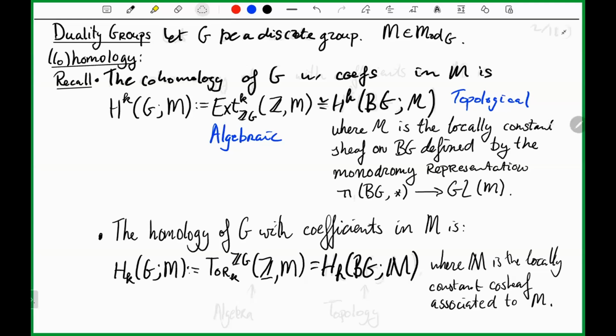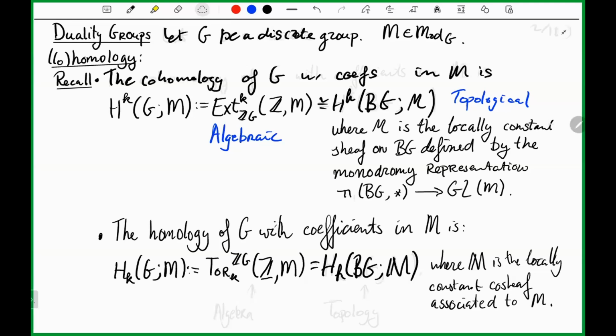I was wondering, I mean, you can define H_k of BG with M, you just plug in the model of turning it into a constant sheaf like this. Yeah, I mean, you could, but that's just the cohomology of BG with coefficients in the abelian group. Exactly. So I was wondering what the relation between these two is.